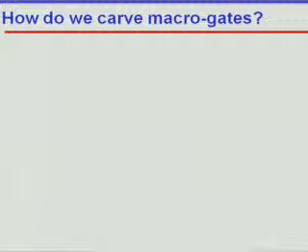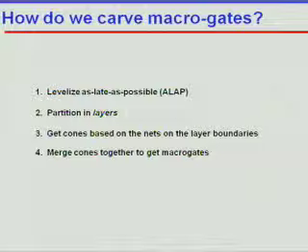And how do we carve the macro gates? First, we levelize all the nets based on the as-least-as-possible scheme, and then we partition the levels into layers. Third, we get the cones based on the nets on the layer boundary. And last, we merge the cones together to get our macro gates.